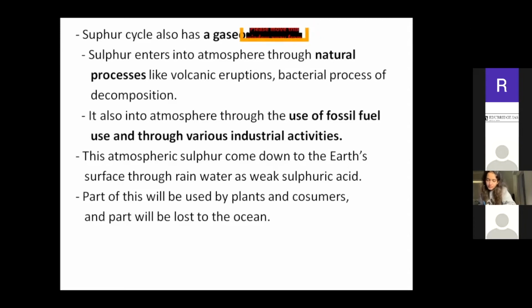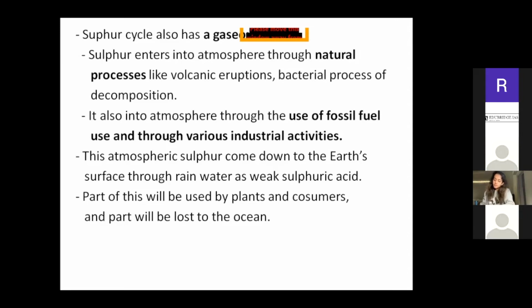But apart from natural activities, the burning of fossil fuel by human beings or certain industrial activities like aluminum industries, they release sulfur. Fine. So this atmospheric sulfur released by natural processes or human processes will come down through the rainfall as weak sulfuric acid, and that rainfall is nothing but acid rain.